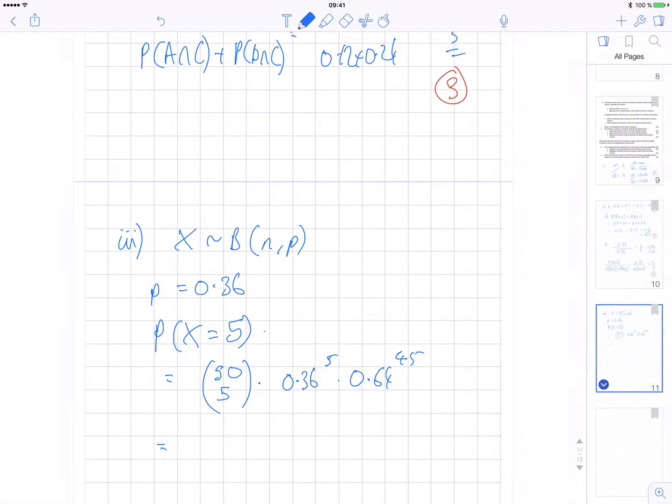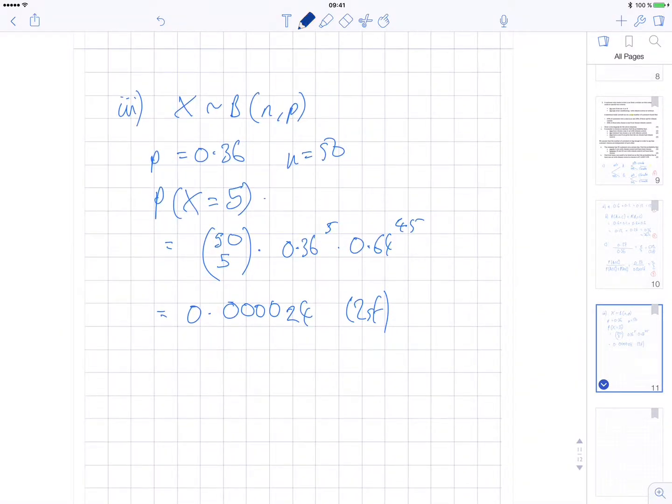On the calculator, you can just do menu, statistics, no, sorry, my mistake, probability, distributions, binomial PDF. Number of trials is 50, so I should have said n is equal to 50 up there. Probability of success is 0.36, that's what we're choosing, and the x value is 5. So it's equal to 0.00024, and it does round to 6 figs.